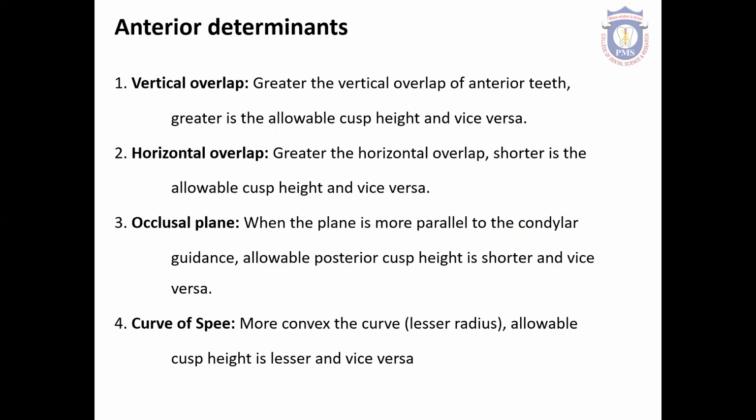Coming to anterior determinants: vertical overlap. Greater the vertical overlap of anterior teeth, greater is the allowable cusp height. Horizontal overlap: greater the horizontal overlap, shorter is the allowable cusp height. Occlusal plane. When the plane is more parallel to the condylar guidance, allowable posterior cusp height is shorter. Conversely, more convex the curve, allowable cusp height is lesser.